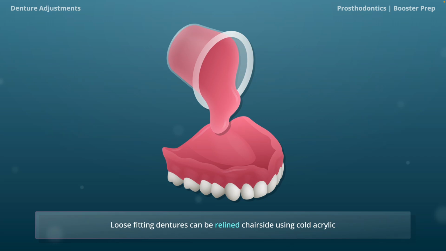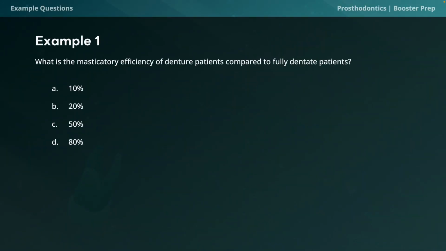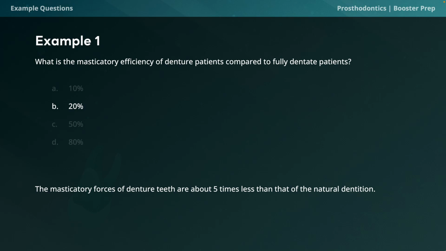Alright guys, that's it. Now let's take everything we've learned and tackle some practice problems together. And the first question is, what is the masticatory efficiency of denture patients compared to fully dentate patients? Pause the video if you need some time to get your answer, but the answer is B, 20%.